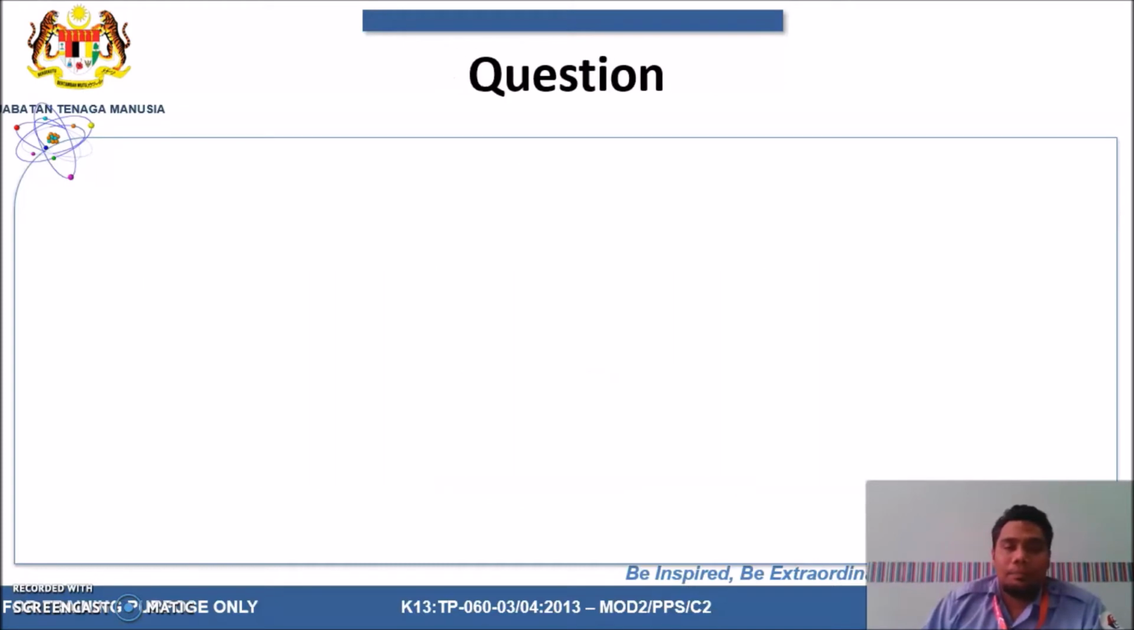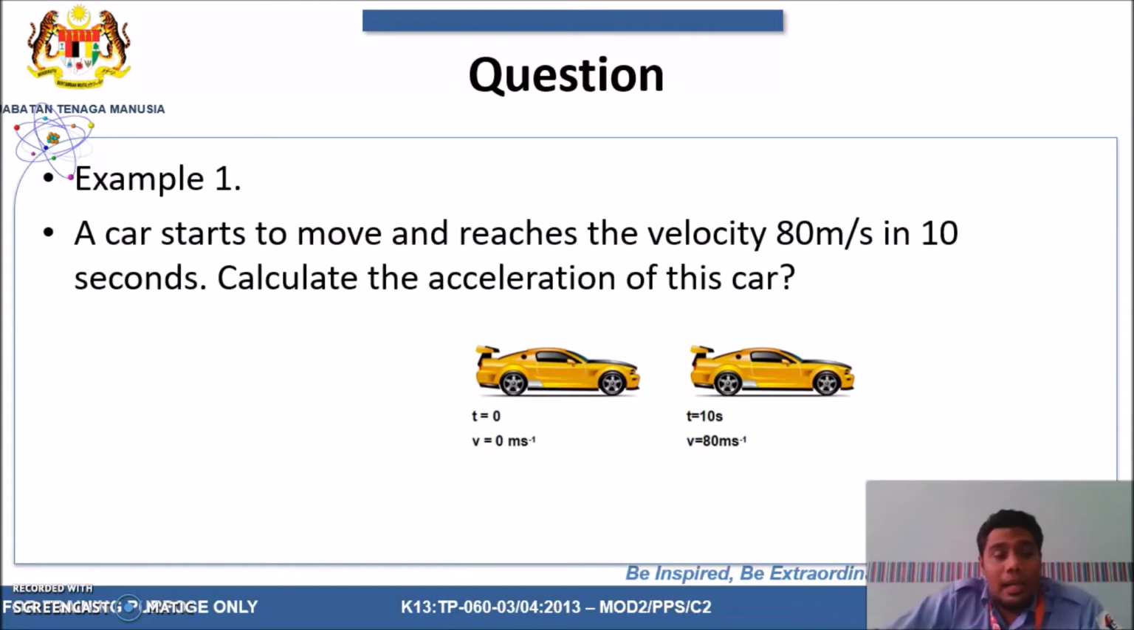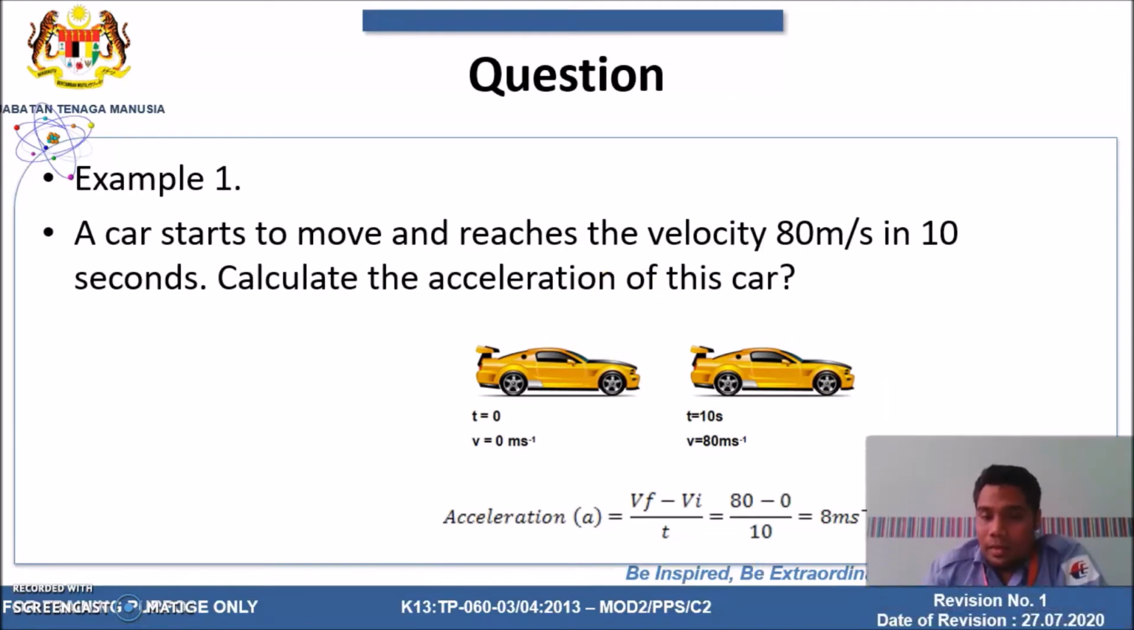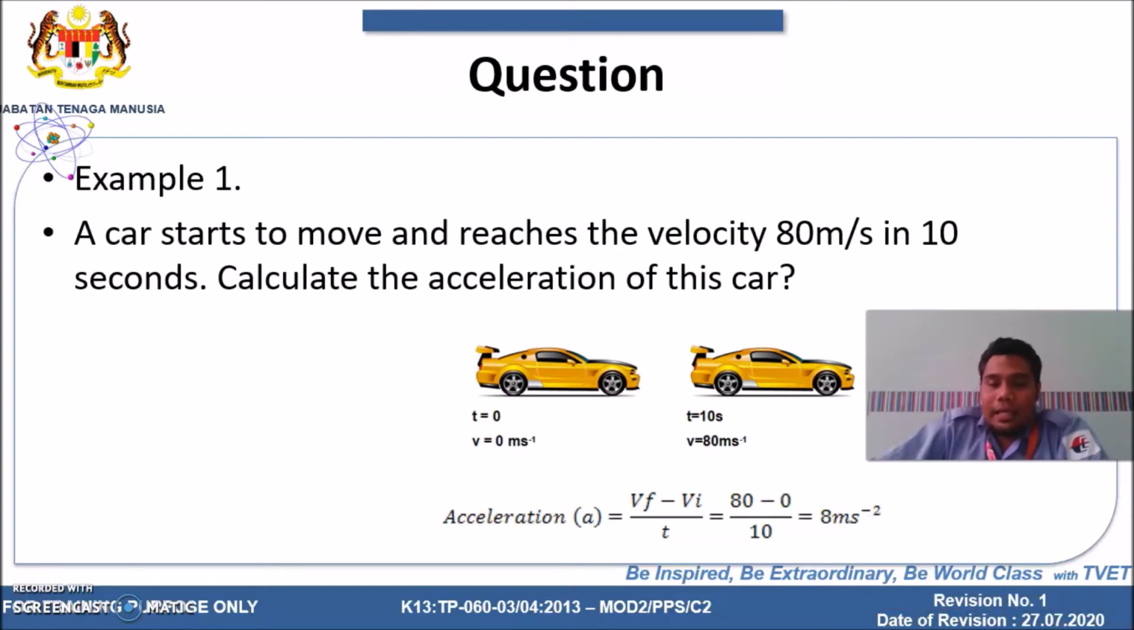So, kita tengok example. Example, kita ada a car start to move. Ingat dia kata start to move, bermula, baru nak gerak. Move and reach the velocity 80 meter per second. So dia start tu from zero, start from zero to move and reach 80 meter per second in 10 second. Calculate the acceleration. So V final dia ialah 80 meter per second and V initial dia is 0. So 80 minus 0 divide by 10 is equal to 8 meter per second power of negative 2. Okey boleh.